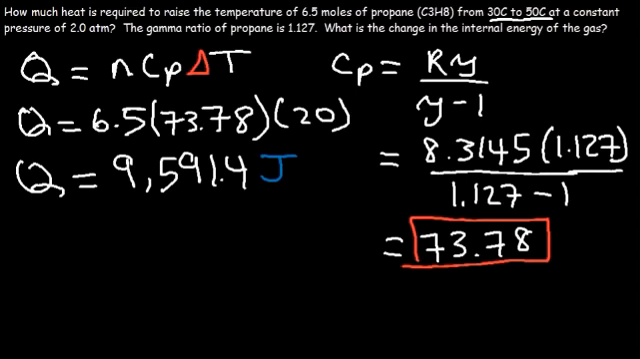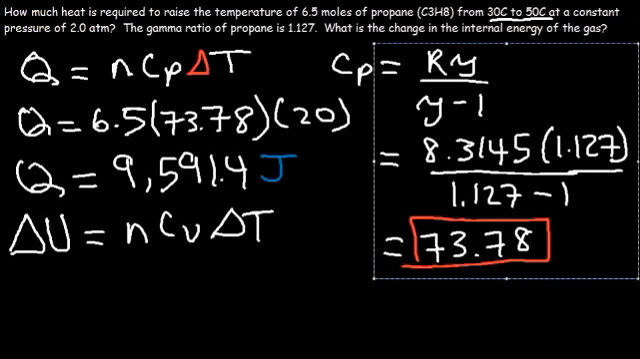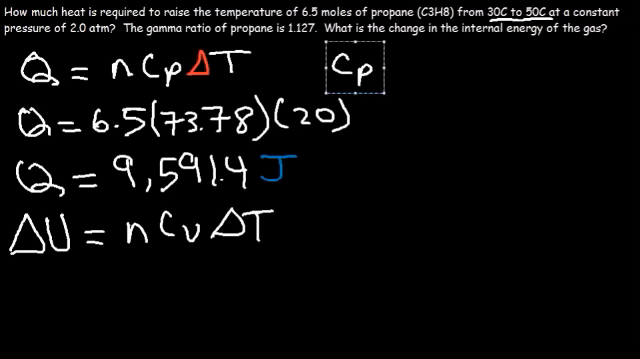Now for the second part. What is the change in the internal energy of the gas? To find the change in internal energy, we can use Q minus W, but we don't know the work, so we can also use n Cv delta T, which is true for any process. So we've got to find Cv before we can use that equation. So let's go ahead and do that.